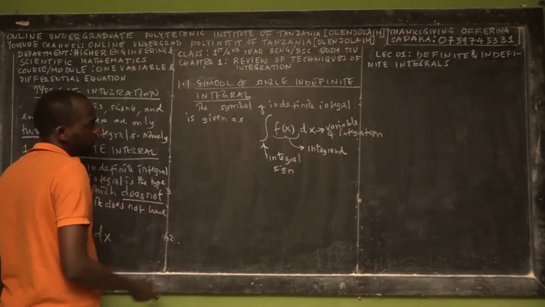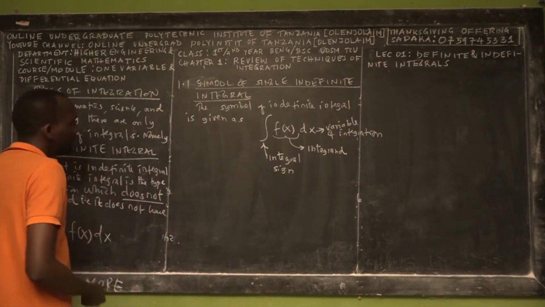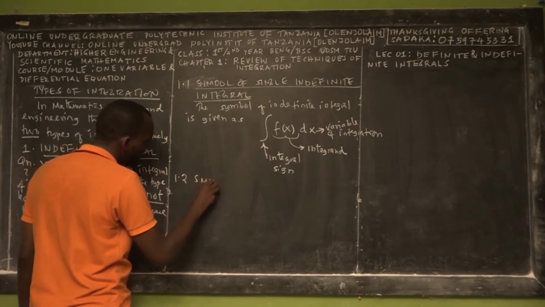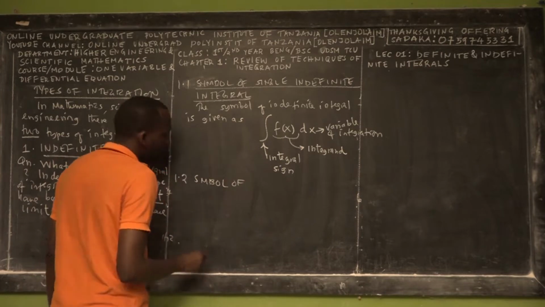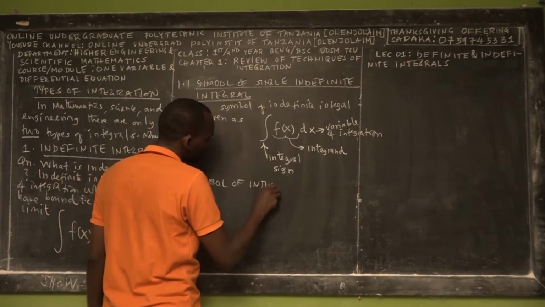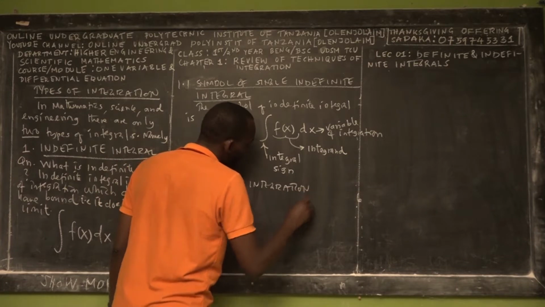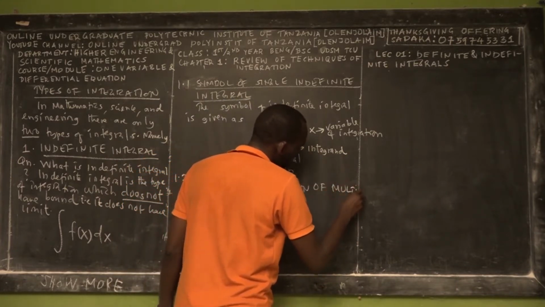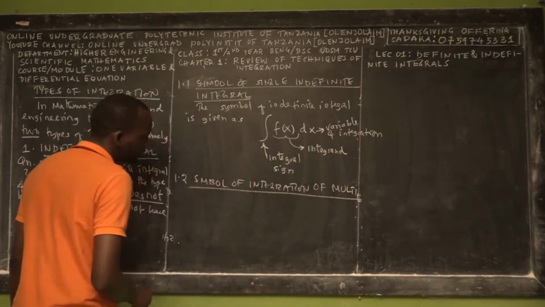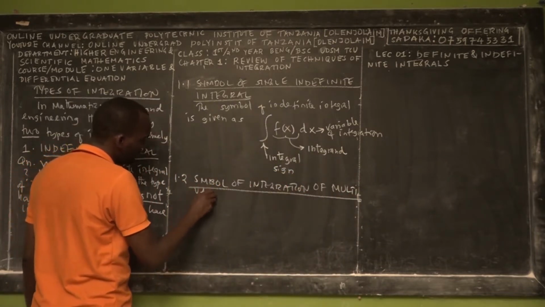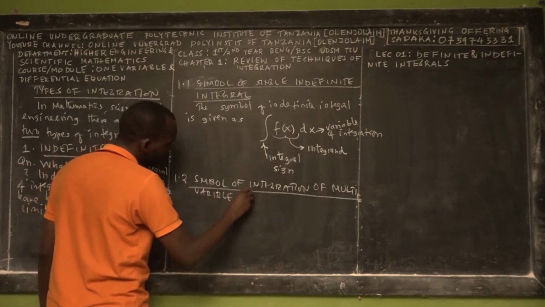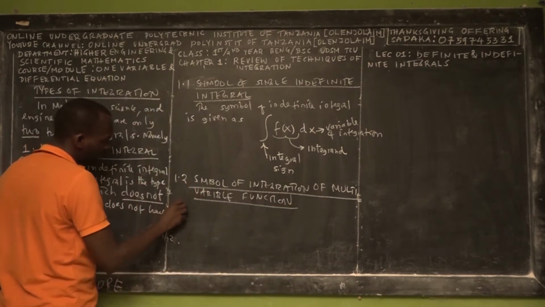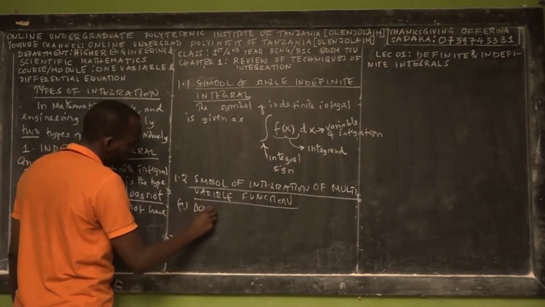So this will be the notation, but that is in the case of single variable integrals. But we can also have a symbol of integration of multivariable functions. So here we have two types of function. The first one, let us start with double.